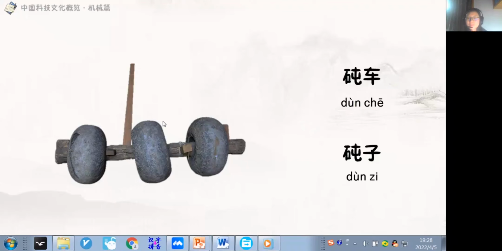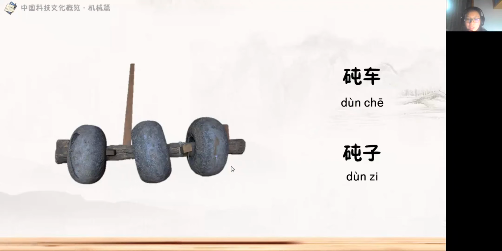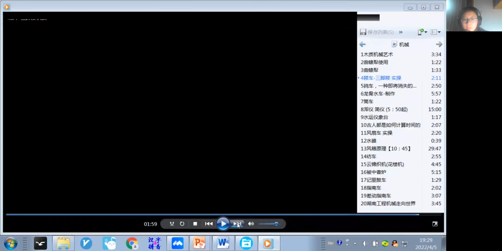After using 楼车, you can see here are three big stones, right? So we use this thing to help cover seeds with soil. Just now we put seeds into the ground using 楼车. In 楼车, there are 3 feet. So here you can see 3 big stones. So we use it to press the soil, to cover the seeds. So this step can keep the soil's moisture. Let's see a video about it. 顿车, how to use it.